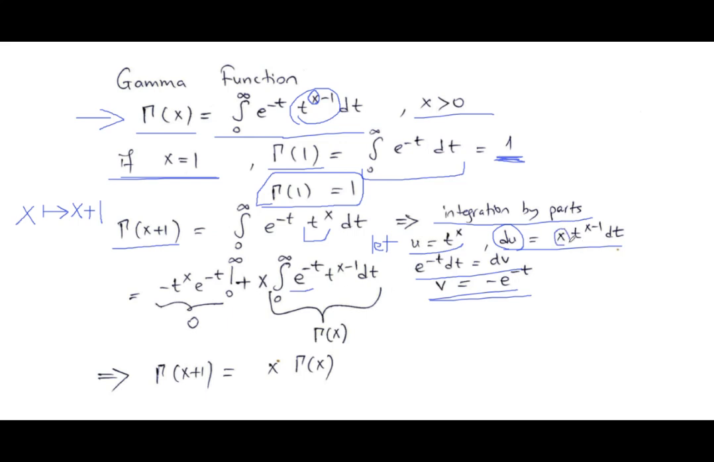Here you write your v and then du. And notice that we have this x, so we take it out, and we have t to the power x minus 1 dt. But remember, this expression is the definition of the gamma function for x. So I can write this as the gamma function of x. So this gives us a nice relation between the gamma function evaluated at x plus 1 versus the gamma function of x. We just multiply with this x, and we can rewrite the gamma function of x plus 1 in terms of the gamma function evaluated at x.